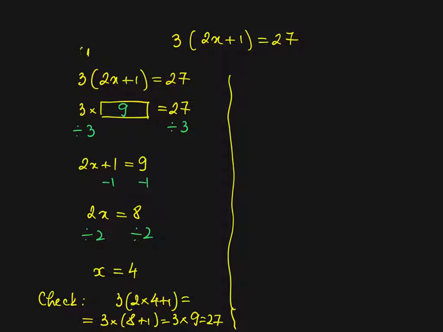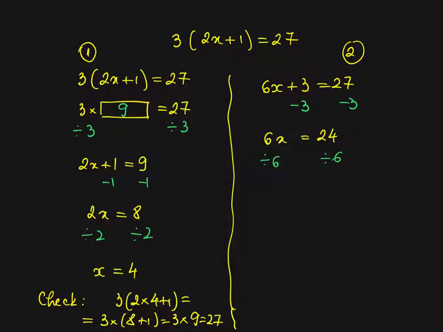Method 2. If I didn't see that I can divide by 3, I can open the bracket. 6x plus 3 equals 27. Take away 3 on both sides. 6x equals 24. Divide by 6. So x equals 4. Same answer. I can check and I see that it verifies the equation. So it's a correct solution.